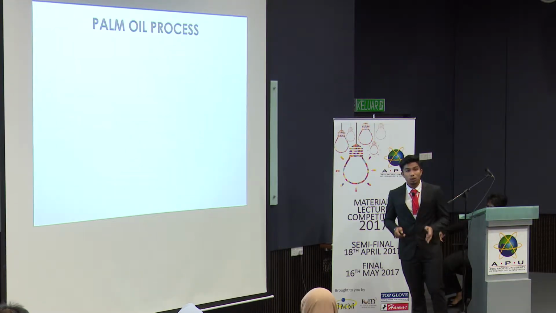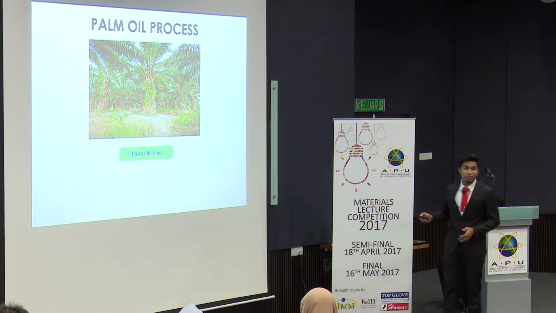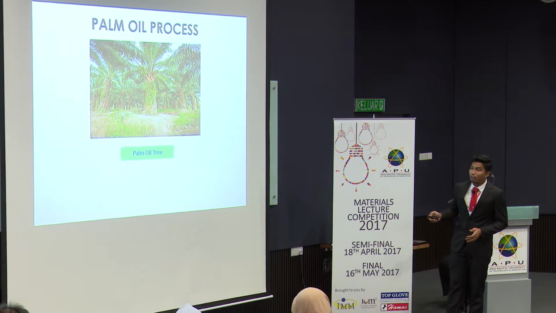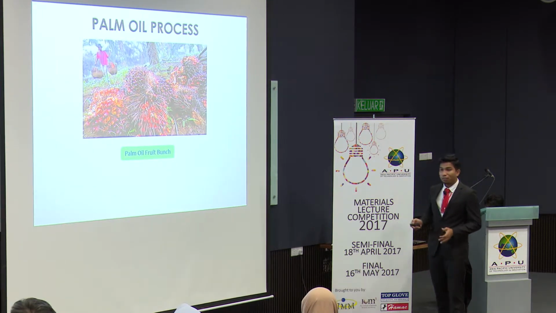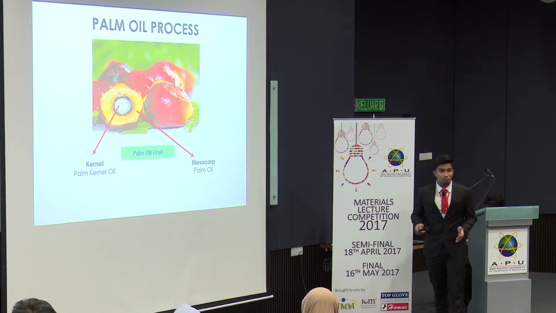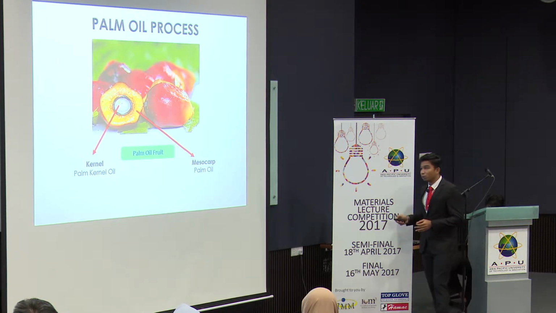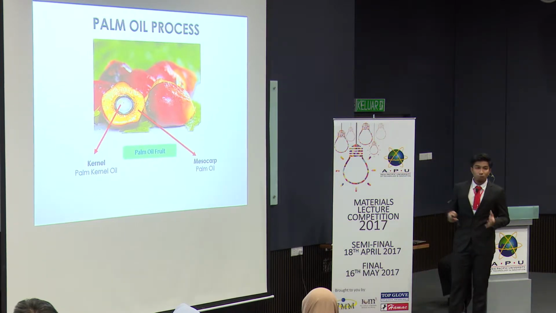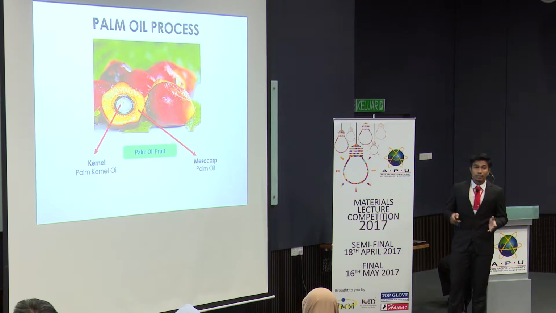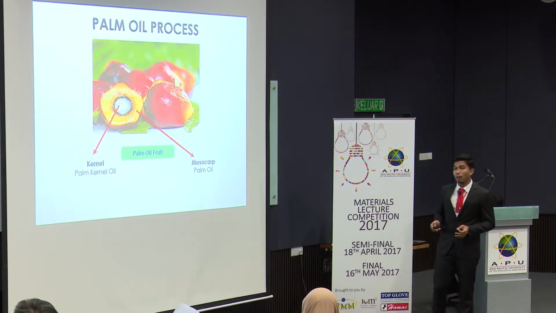Now, let me explain briefly about the palm oil process. This is the typical palm oil tree that you will see all over the world. After this palm oil tree, you will have the palm oil fruit bunch. After this palm oil fruit bunch, we have this palm oil fruit. However, this palm oil fruit is very unique because it can produce two types of oil. The first one comes from the mesocarp, which produces the palm oil. The second one comes from the palm kernel, which produces the palm kernel oil.